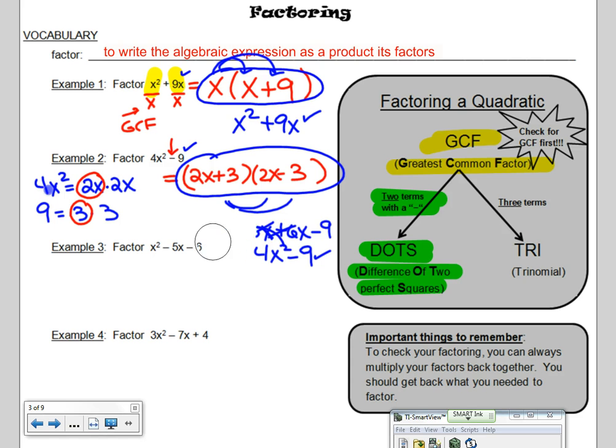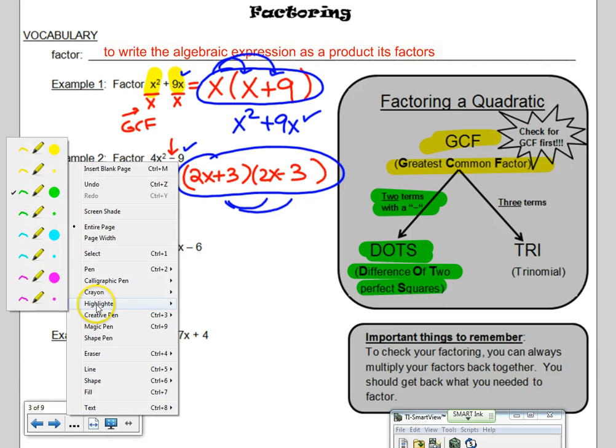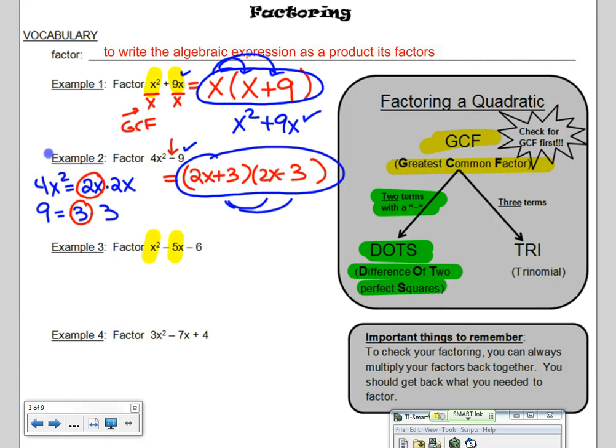Okay, the next one, example 3. Again, first you check for GCF. X squared, 5x, and 6. All of them do not have a common factor. Although there's an x in the first 2, there's not an x in the last term. So it has to be all or nothing. So this is not a GCF.